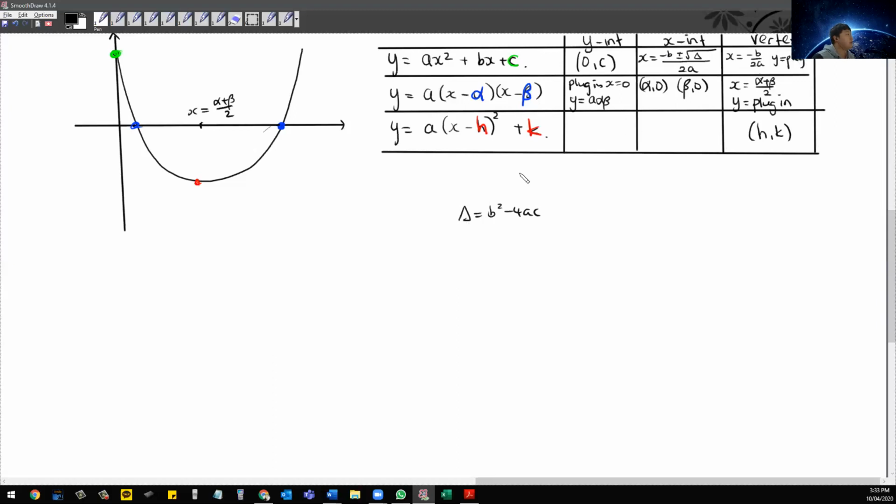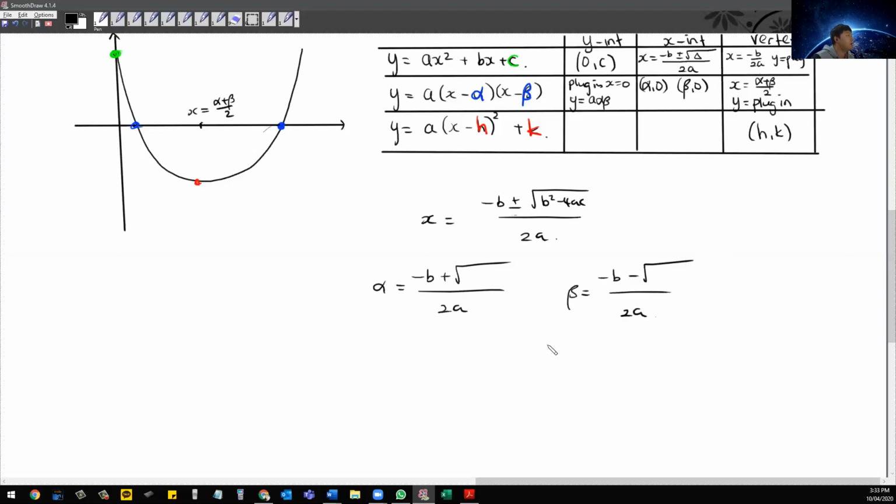The reason for that is that the x-intercepts are given by negative b plus or minus the square root of b squared minus 4ac, over 2a. So your alpha is negative b plus the square root over 2a, and your beta is negative b minus the square root over 2a, true? If you take halfway between those two, one of them is negative b plus root on 2a, the other one is negative b minus root on 2a.